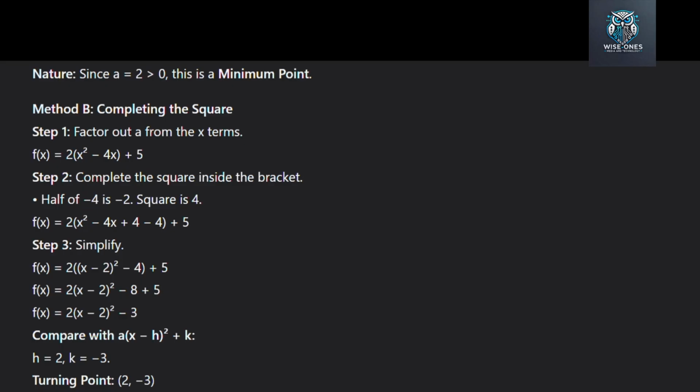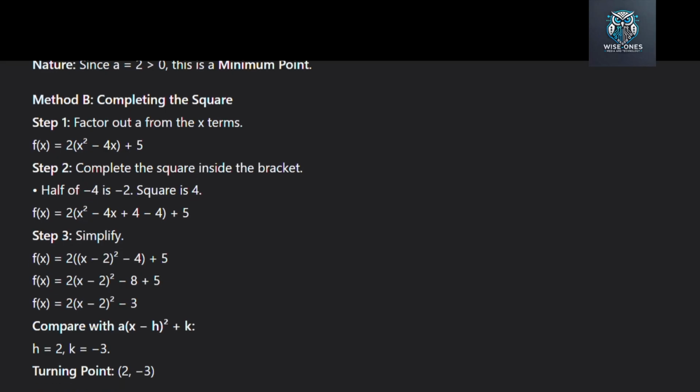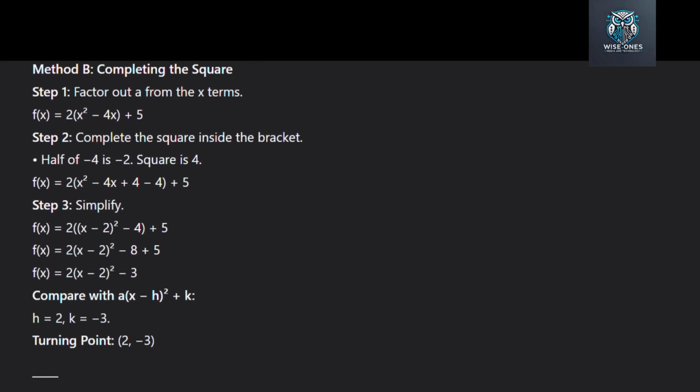Remember, positive a is a smile, so it has a minimum. Now let us use method B. This is completing the square. Step 1. Factor out a from the x terms. F of x equals 2 times open bracket x squared minus 4x close bracket plus 5. We only factor out from the x terms, not the constant 5. Step 2. Complete the square inside the bracket.